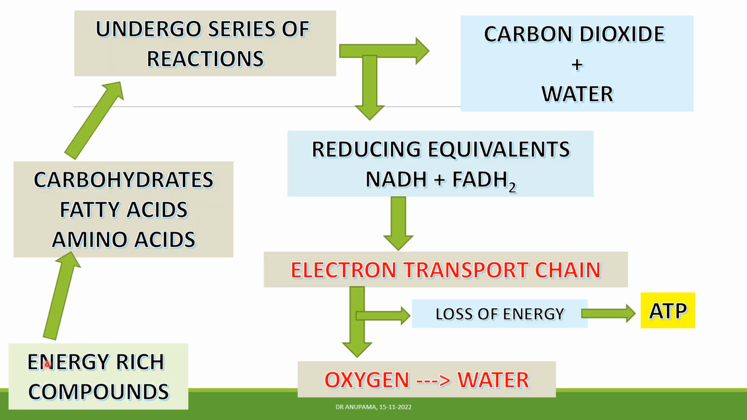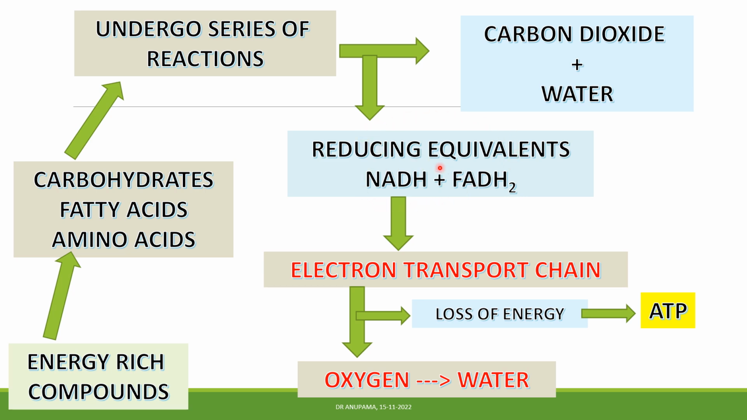What we see is that we have energy-rich compounds. These energy-rich compounds include our carbohydrates, fatty acids, and amino acids. We know that these undergo a series of reactions during the process of metabolism. Mainly here we'll be talking in terms of the catabolic pathways, wherein all these biomolecules are converted to carbon dioxide and water. During this process of catabolism, lots of reducing equivalents are produced.